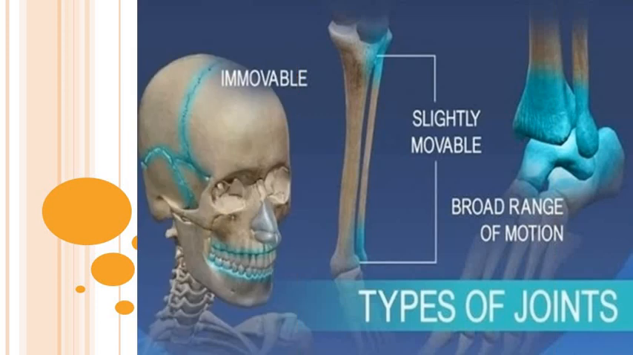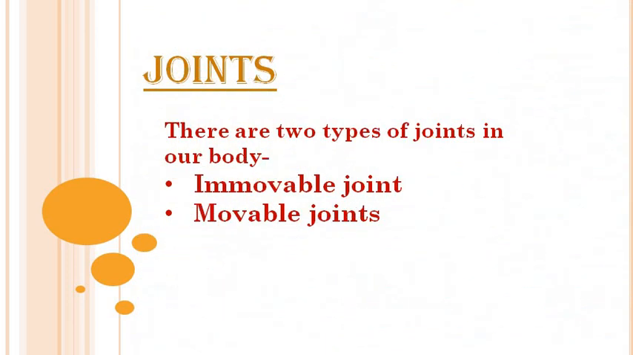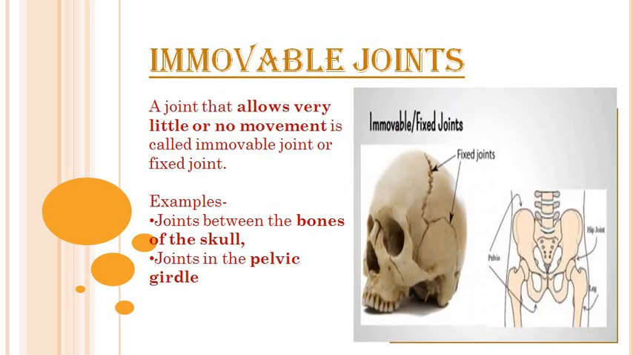There are many types of joints. We'll study about the types of joints. There are two types of joints in the human body, immovable joints and movable joints. Immovable joint, as the name itself tells, is not movable. Immovable joints are fixed, so there is no movement at the joint.